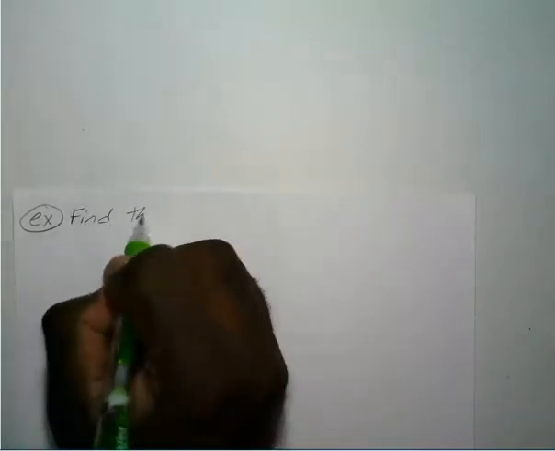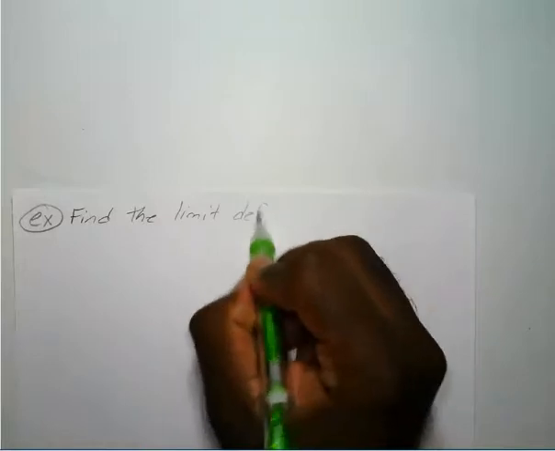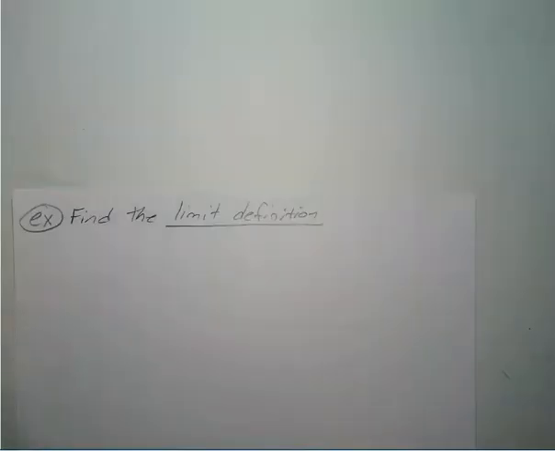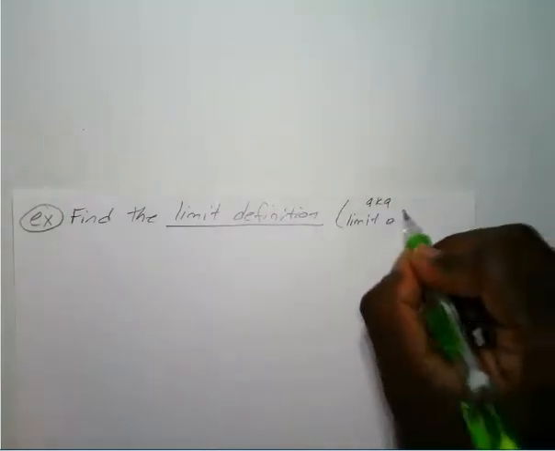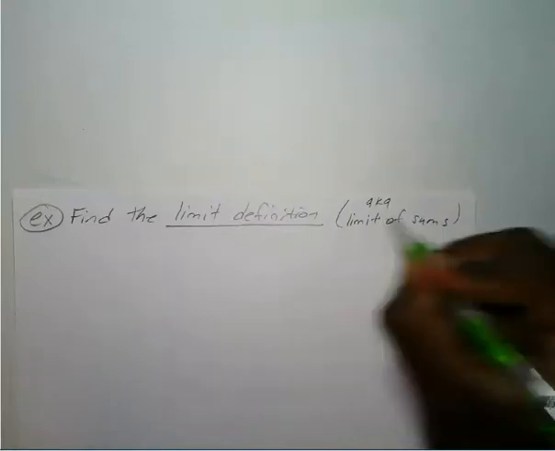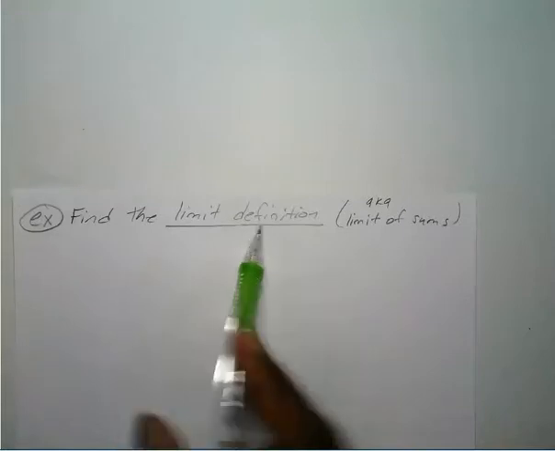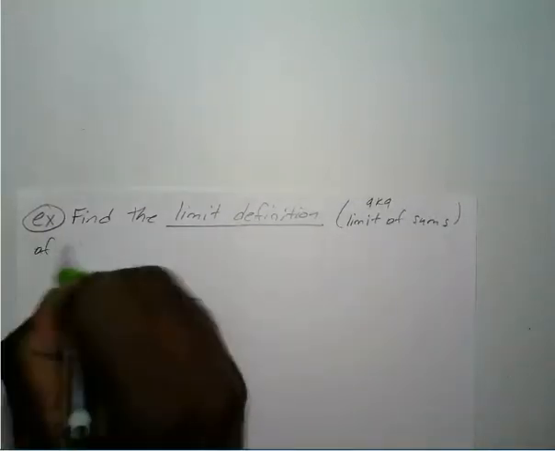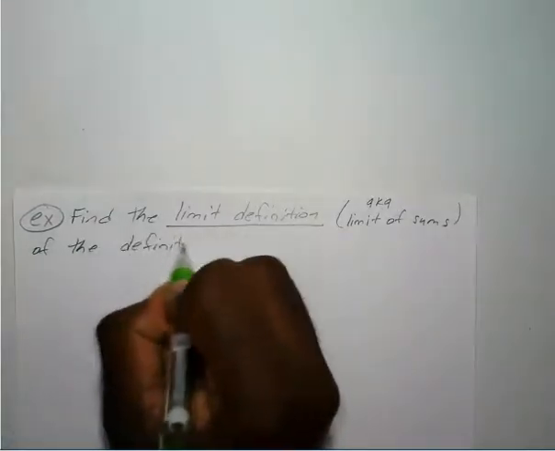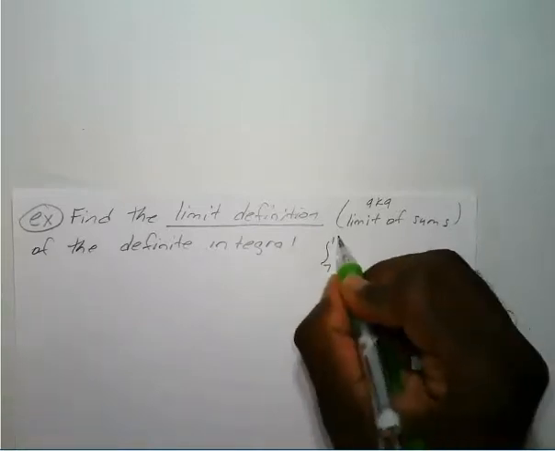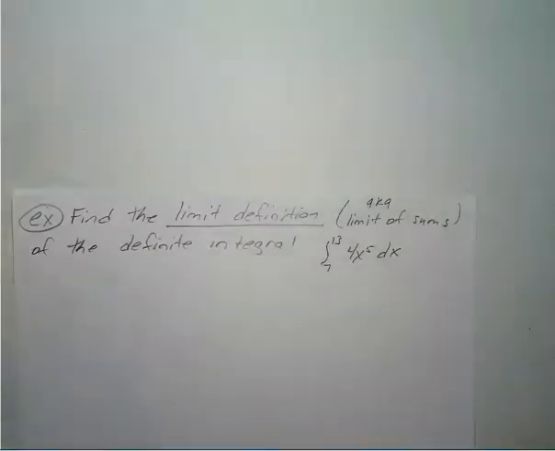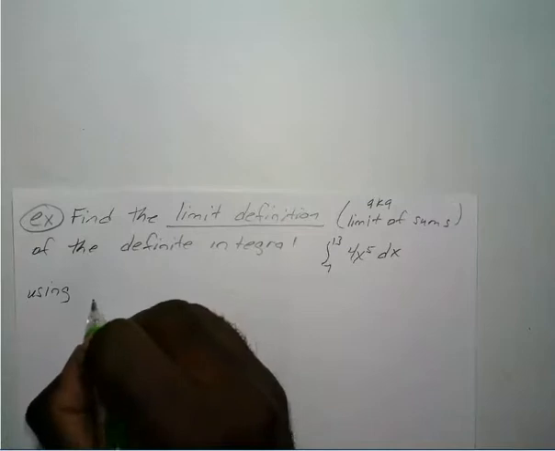Let's say for our first example, we want to find the limit definition, and by limit definition, you may also see some problems say you want to find, also known as, the limit of sums. If you see a problem that says the limit definition or the limit of sums, it's the same thing. So we're going to find the limit definition, also known as the limit of sums, of the definite integral, and that definite integral is the integral from 7 to 13 of 4x to the 5th power with respect to x, using a right endpoint Riemann sum.